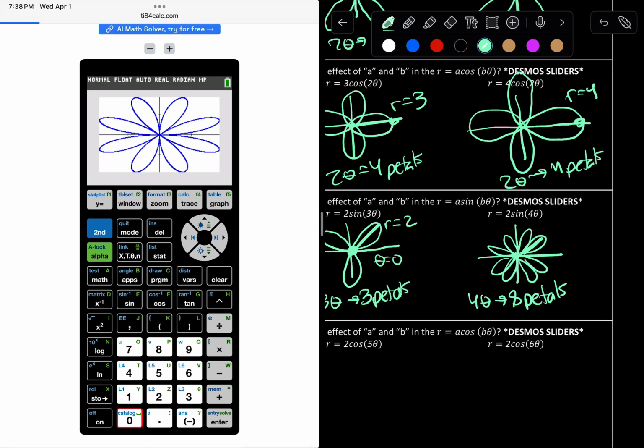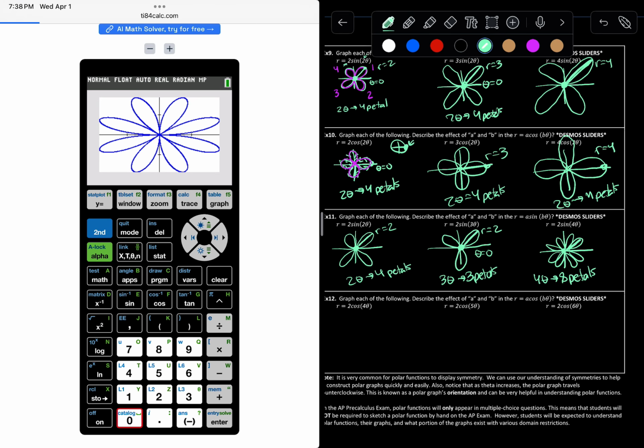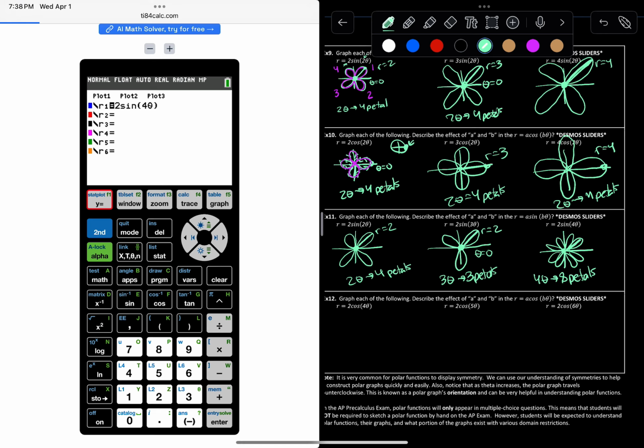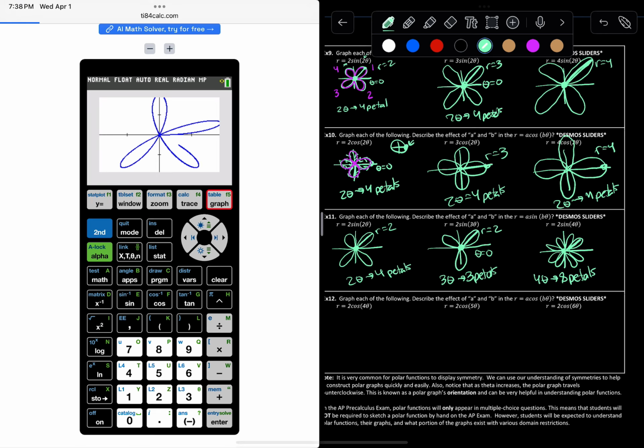Okay, so this pattern is that if the coefficient with the theta is even, it's doubled. If the coefficient is odd, it stays the same, okay? So if I were to type in 5 theta, we would go back down to 5 petals, which should make you think of complex, like when we take the complex roots, or the root of a complex number, this would be the 5th root. So we get 5 complex values evenly spaced, all right? So that's the same idea with polar.